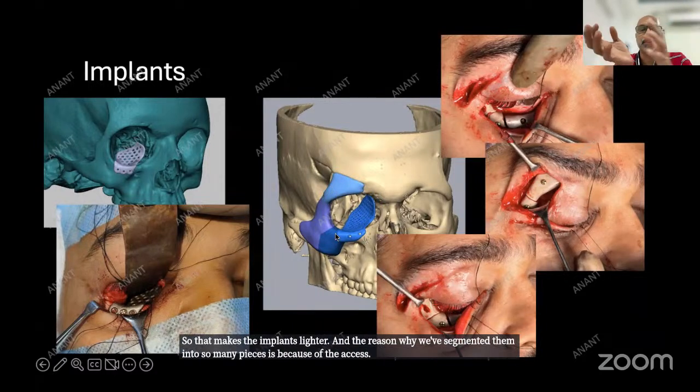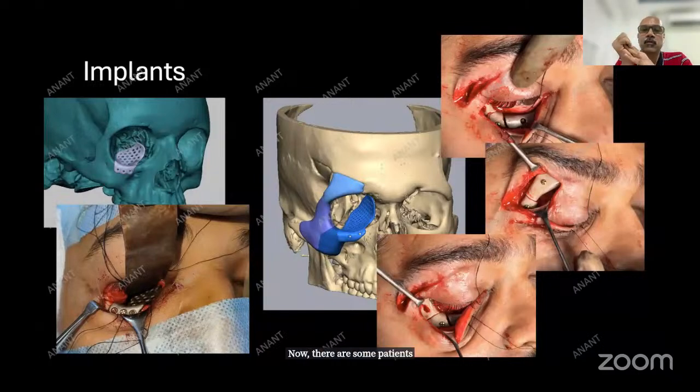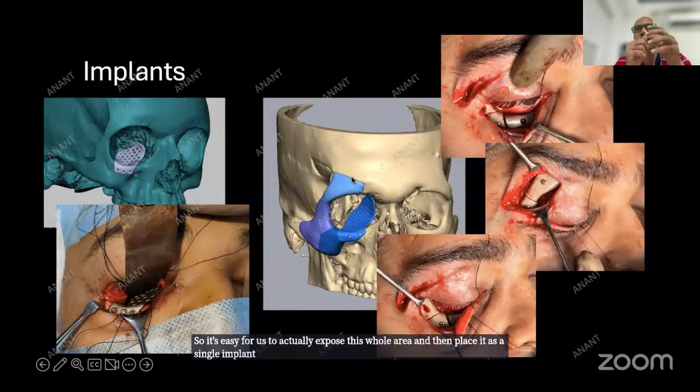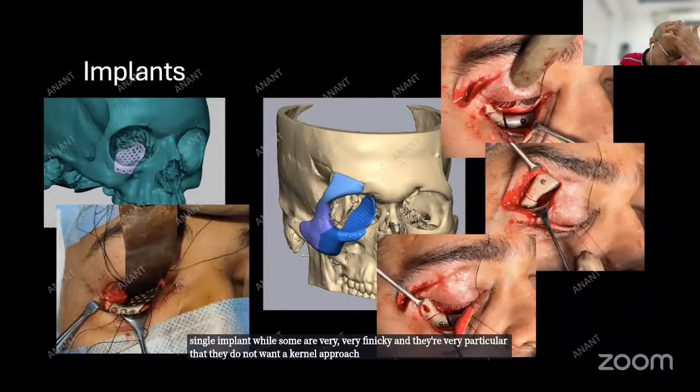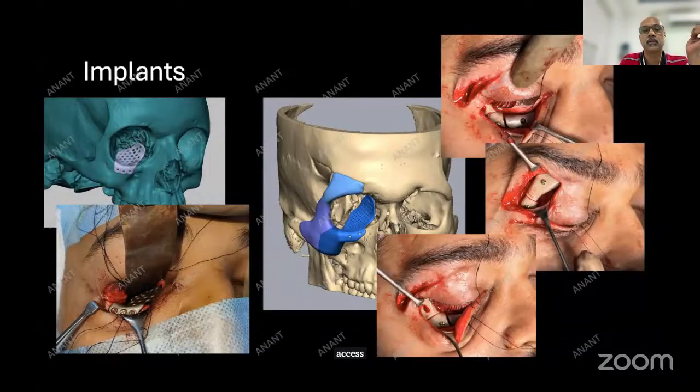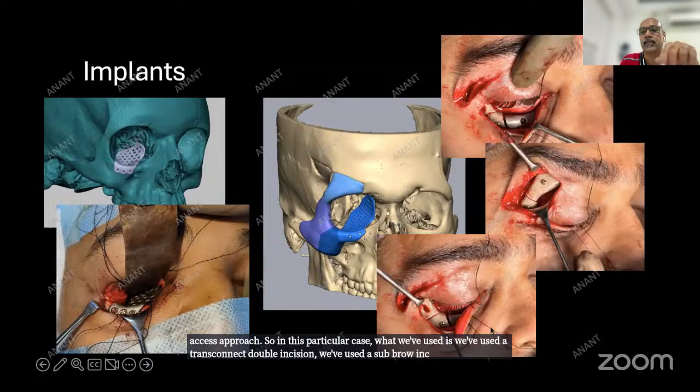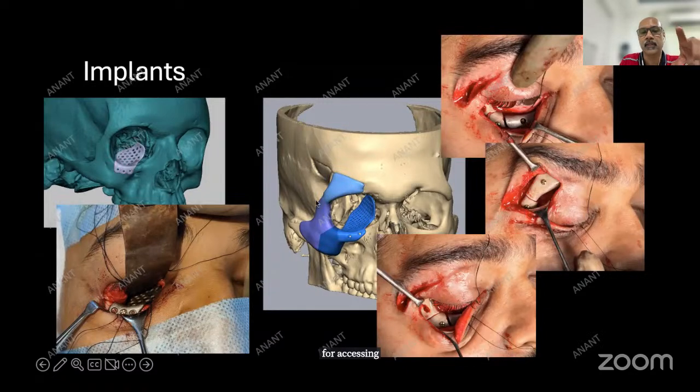Now, there are some patients who accept a coronal access straight away. So it's easy for us to actually expose this whole area and then place it as a single implant, while some are very, very finicky and they're very particular that they do not want a coronal approach and they want a minimalist access approach. So in this particular case, we've used a transconjunctival incision, we've used a sub-brow incision for accessing this area, and then we've slid the 4 implants into place like a jigsaw puzzle and placed an onlay augmentation.